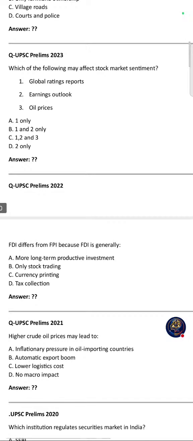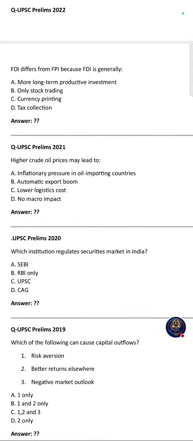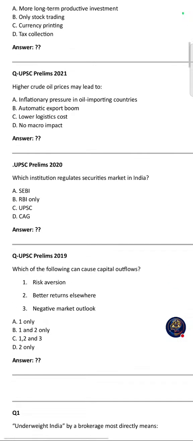Next question. Which of the following may affect stock market sentiments? 1, global ratings report. 2, earnings outlook. 3, oil prices. All three are correct. Next, FDI differs from FPI because FDI is generally, what is the answer? More long-term productive investment. A is correct. High crude oil prices may lead to, what is the correct answer? Inflationary pressure in oil importing countries.